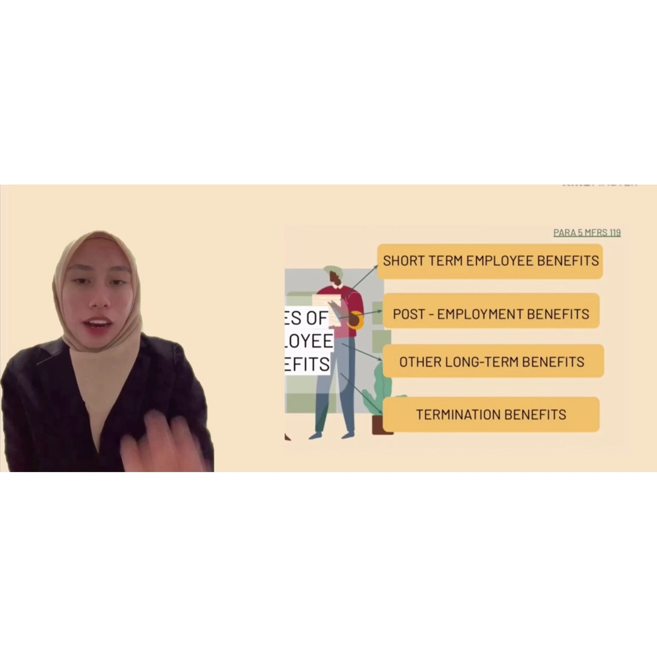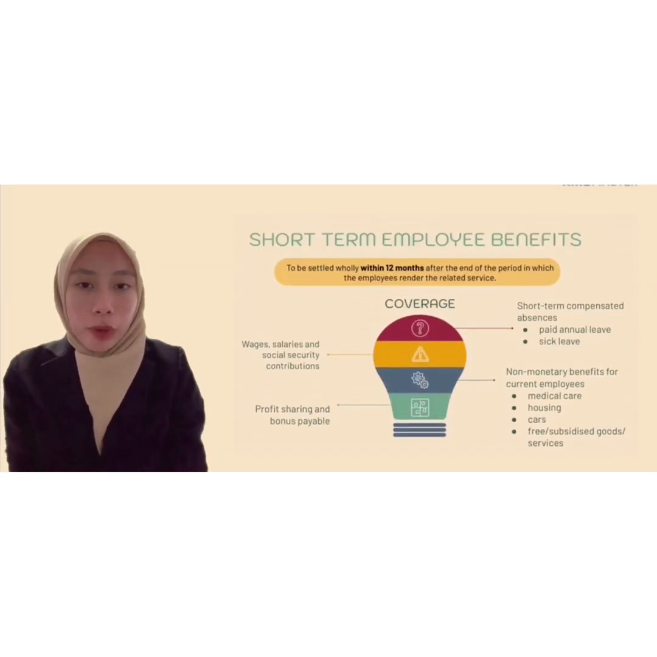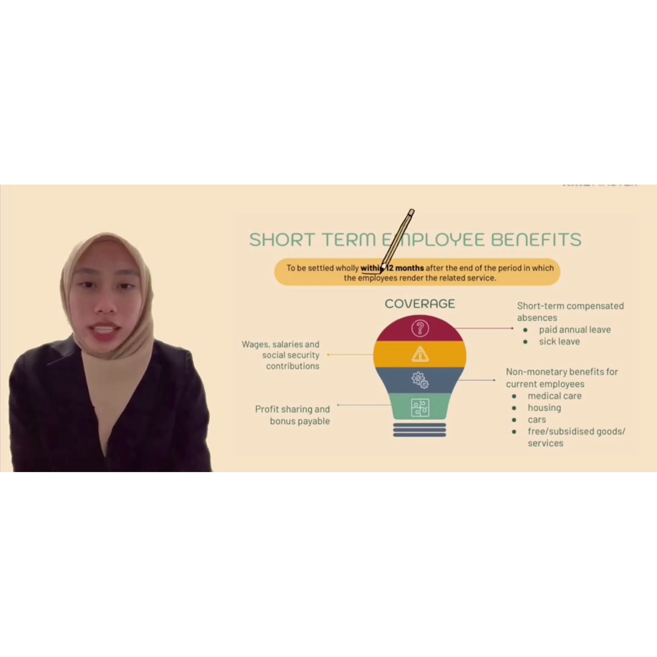So, there are 4 types of employee benefits, which are short-term employee benefits, post-employment benefits, long-term employee benefits, and termination benefits. Firstly, short-term employee benefits is the benefit that is to be settled wholly within 12 months after the end of the period in which the employees render the related service.